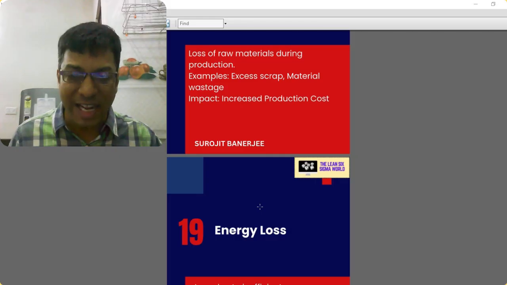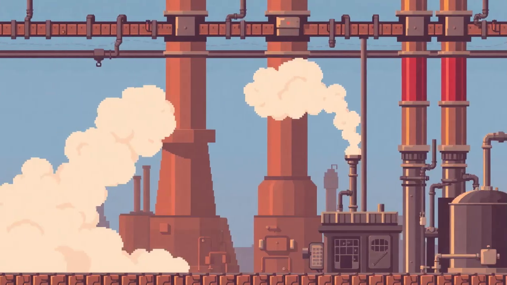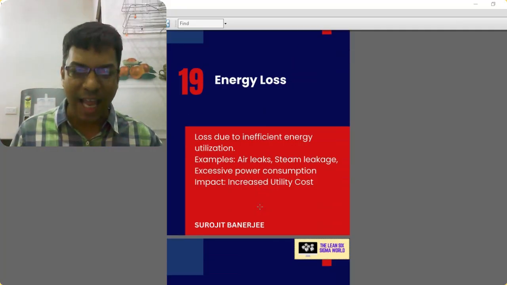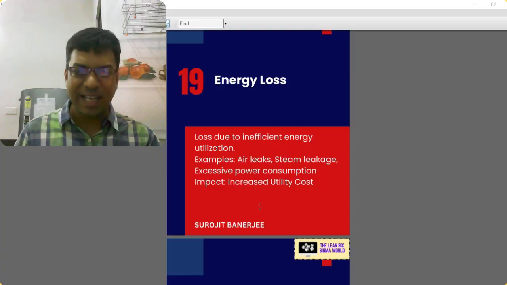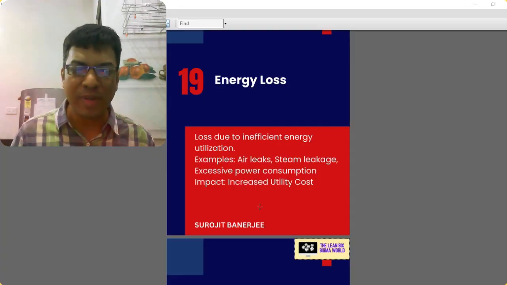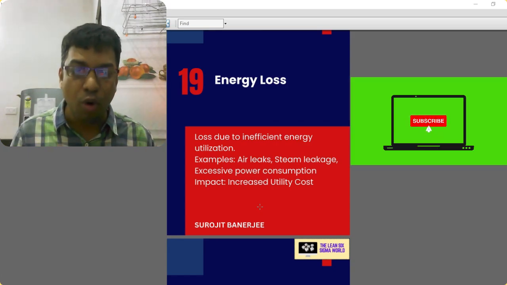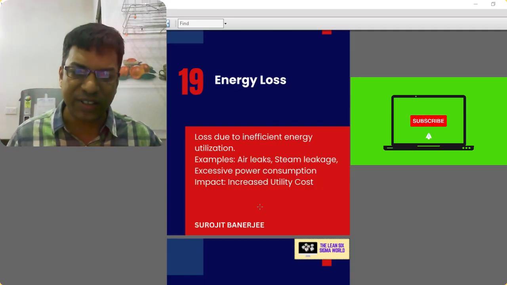Now I'm moving into energy loss. Energy loss is the loss that happens due to inefficient energy utilization, like air leakages, steam leakages, and excessive power consumption. This will impact utility cost, because if there is more air consumption, more steam leakages or power consumption, the utility cost will increase.